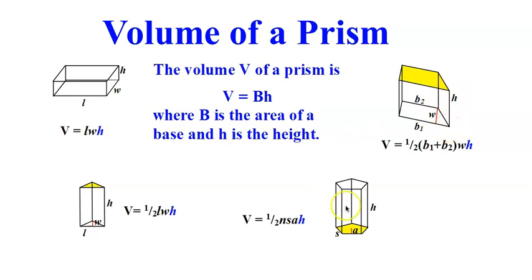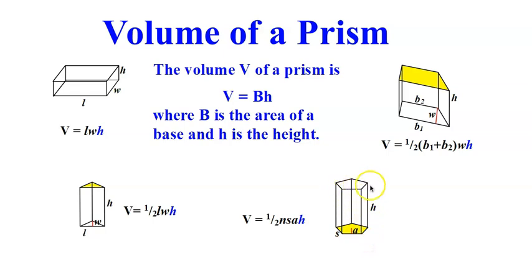If you have some regular polygon as the base, so say it's a regular pentagon or a regular octagon or whatever, it's 1/2 the perimeter of the base times the apothem, or the way I have it is NSA, so number of sides times the length of the sides times the apothem, and then times the height.